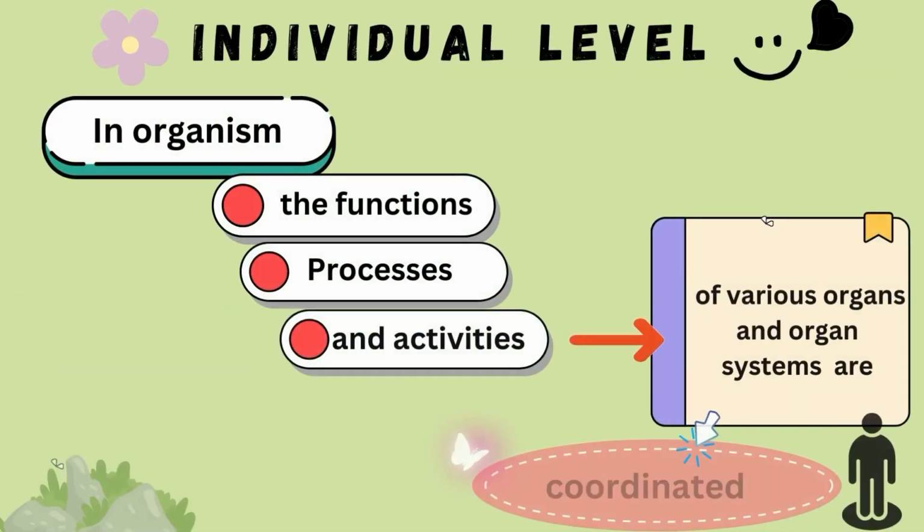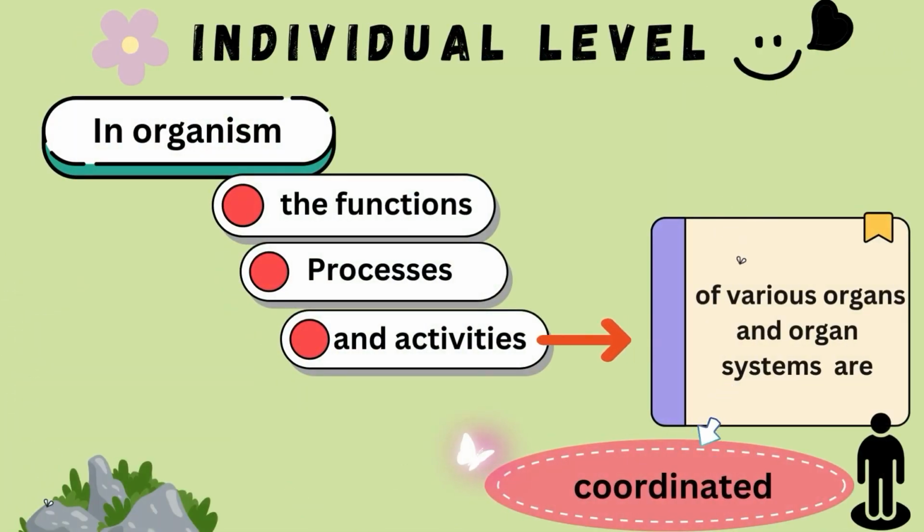In an organism, the functions, processes, and activities of various organs and organ systems are coordinated and form an organism or individual.